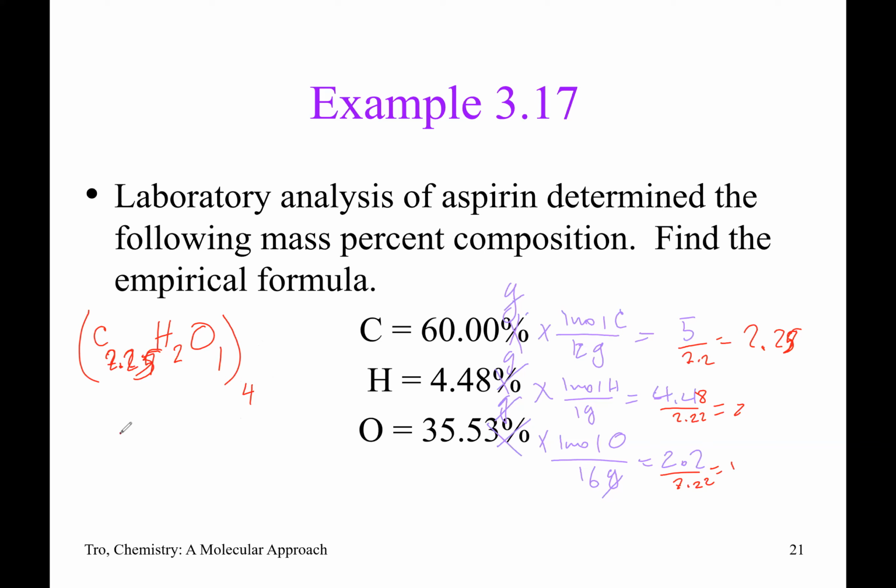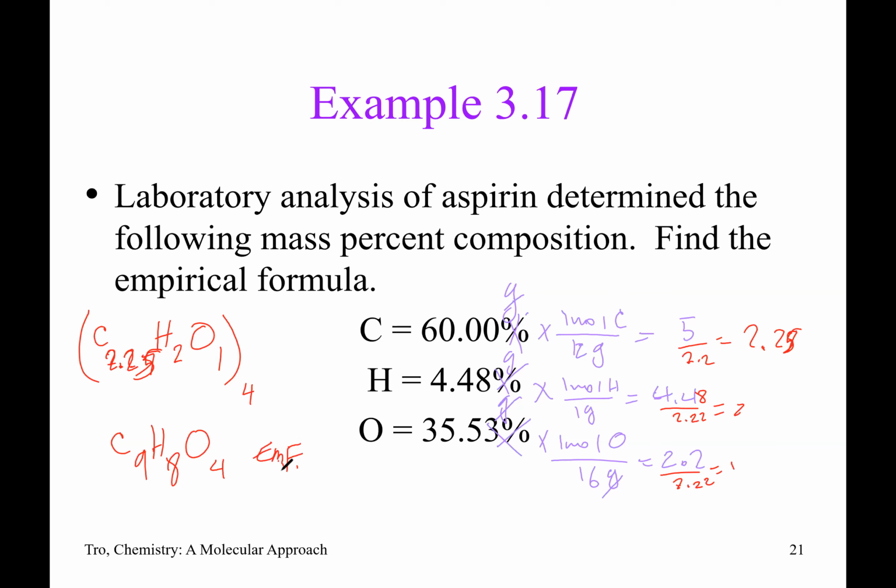So it's going to be, C is going to be 2.25 times 4. Right, 9. And then hydrogen is going to be 8, and oxygen is going to be 4. So this is going to be the empirical formula. Okay, empirical formula.